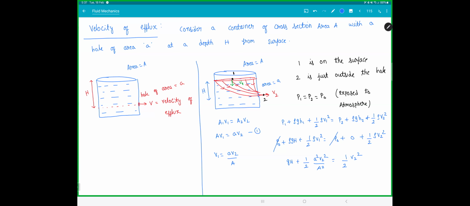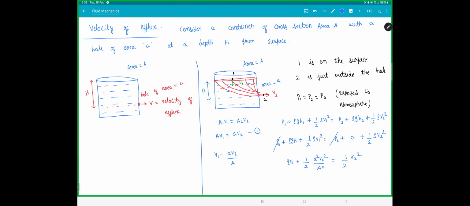Any doubt so far? So we just use two things. In entire fluid dynamics, if you ask me, there are only two concepts you have. One is the equation of continuity, one is the Bernoulli's theorem. I just used both of them. All the liquid from the surface is getting out from the hole here. So A1 V1 is equal to A2 V2.